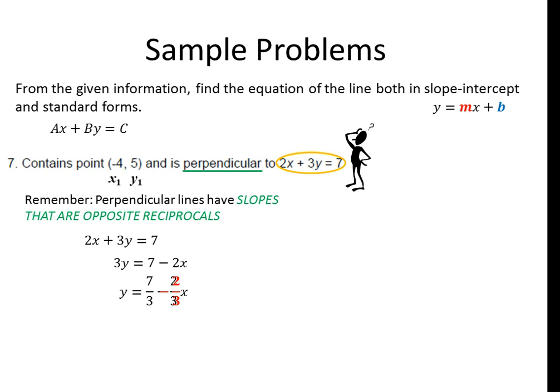Okay, but perpendicular slopes are supposed to have opposite reciprocals. Opposite meaning you have to change the sign, and reciprocal meaning you have to flip the number. Okay, well, let's do that. So if I change the sign, it should be positive, and if I flip the fraction, it should be positive 3 over 2. Okay, that's simple enough. Now I have my slope to work with.